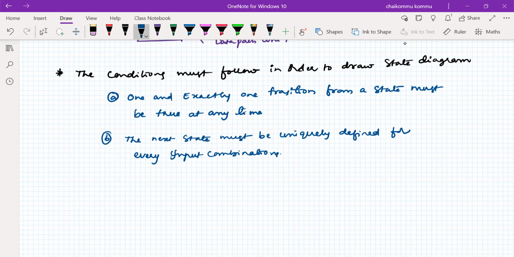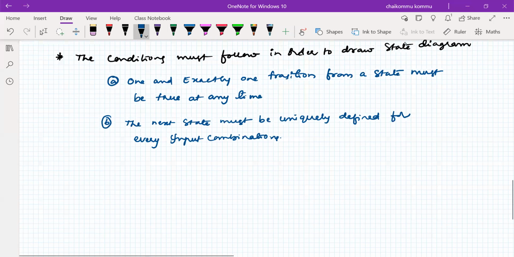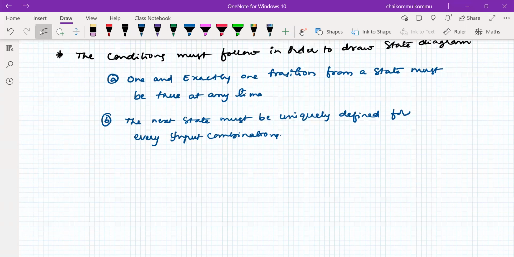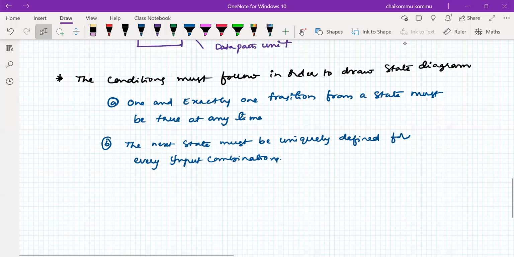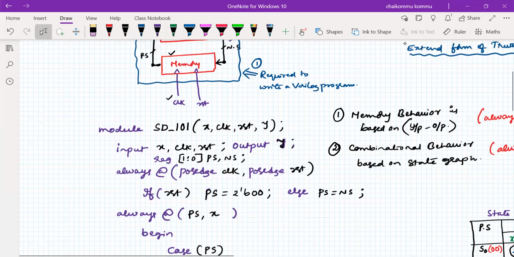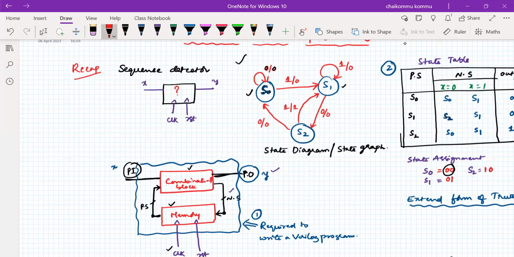But these conditions are automatically met if you are using the state machine chart. Whenever we are drawing a state diagram, we have to keep this in mind. For example, if you consider the S0 state, this S0 state will always take the input equal to zero state only.